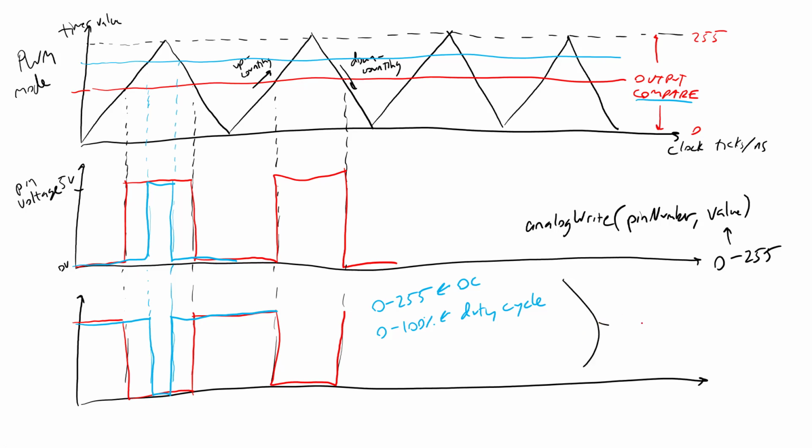So analogWrite is using this version, but if for whatever reason you find this one more intuitive or want that inverse relationship, you can use this version. They're both valid, and you can select them using the timer control registers, which are going to decide which mode the timer is and how this PWM functionality is working. And that is what we are going to look at next.